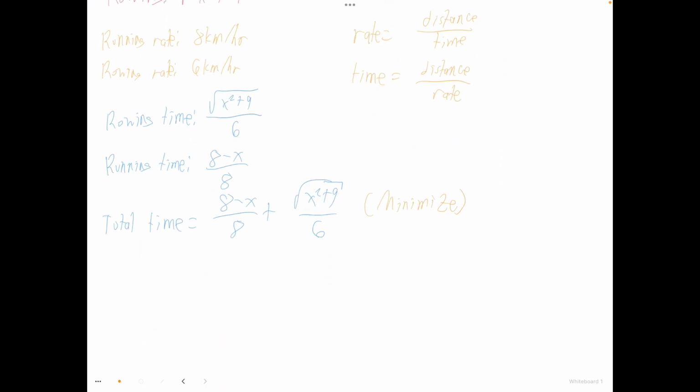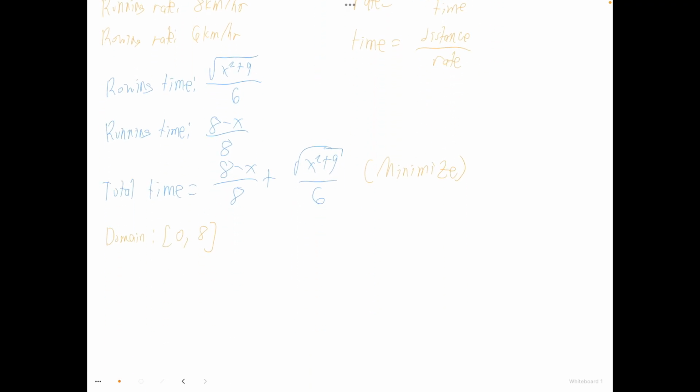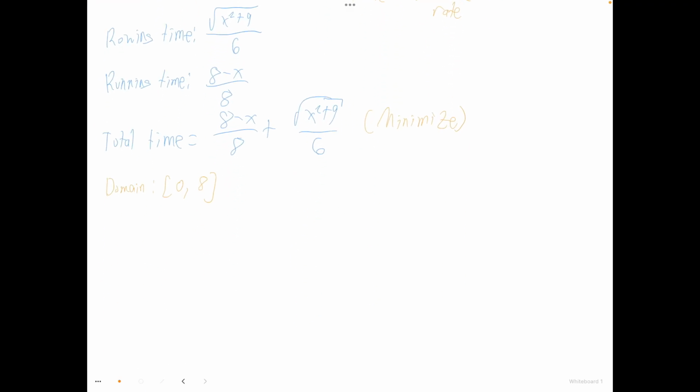And now we want to consider the domain here to just get a closed interval. And so clearly x is between 0 and 8, because it would not make sense for her to row to some point before C. Rowing straight across is obviously going to be fast. Well, some point diagonally down is going to be faster than going diagonally up. And there's no point in rowing past the point B and then running back. And so running past the point B would correspond to x being greater than 8. And so we're bound between 0 and 8.